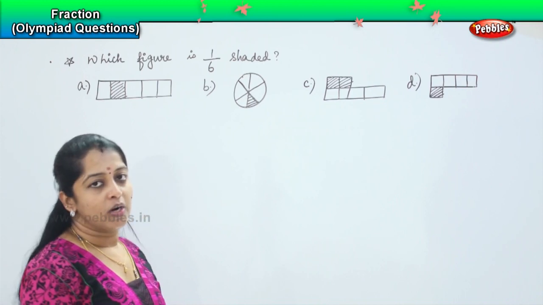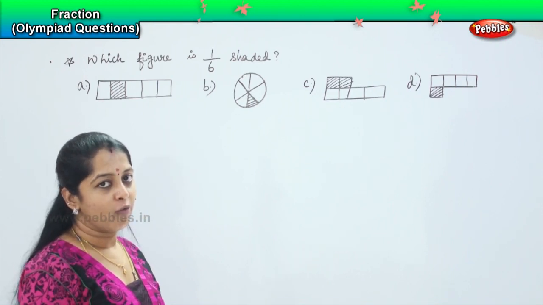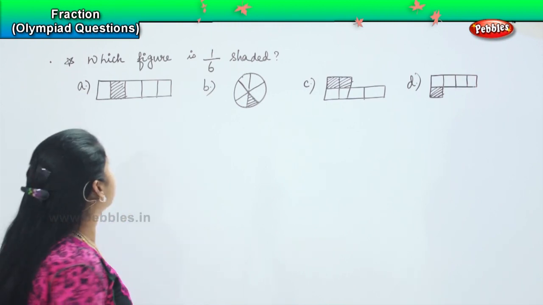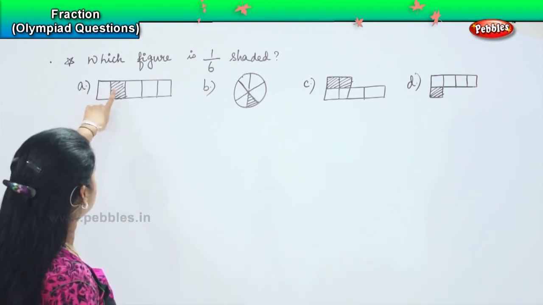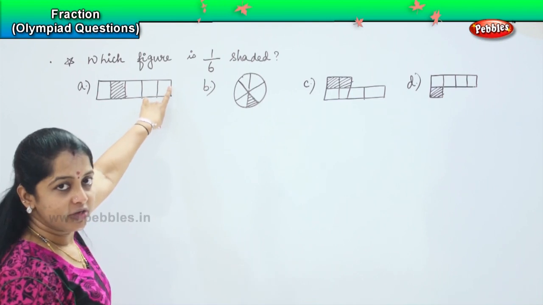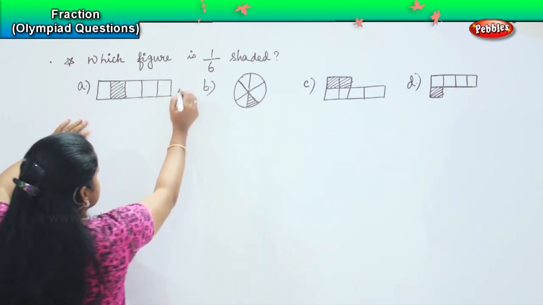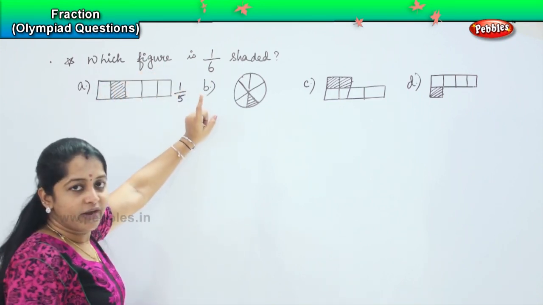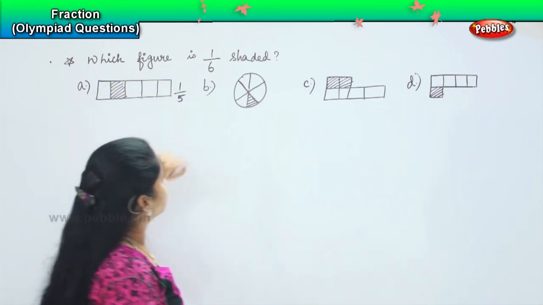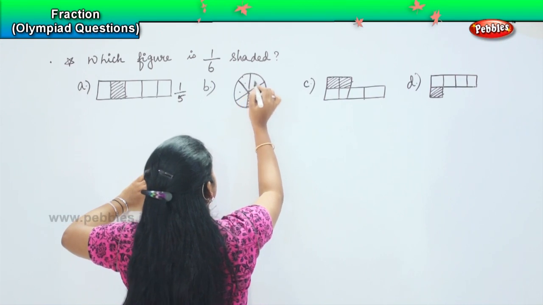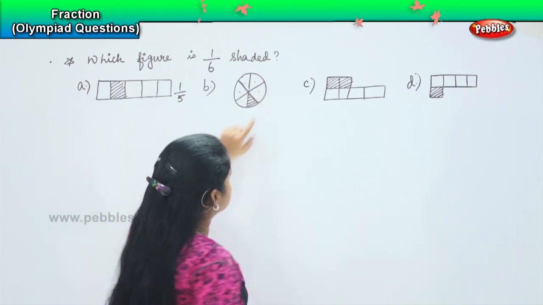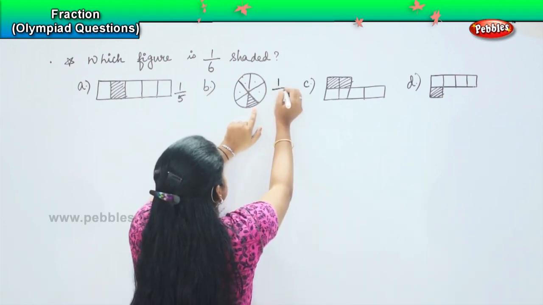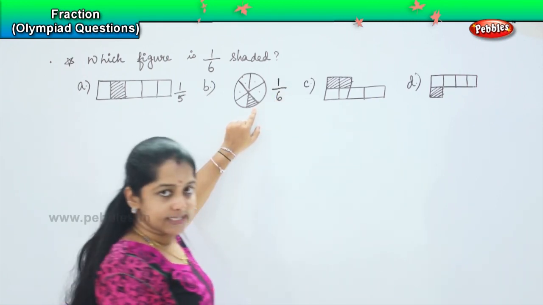Okay, so what is the first thing which we have to do, children? We need to count how many sides are there, how many portions it is divided into, and we need to find out which is 1/6 among them. So starting from the first one, 1, 2, 3, 4 and 5. So it is divided in 5 parts. So this becomes 1 by 5. Is it the one which we have to find out? No. Next one, 1, 2, 3, 4, 5 and 6. So how many portions are shaded here? Just the one, right? So this becomes my 1 by 6.